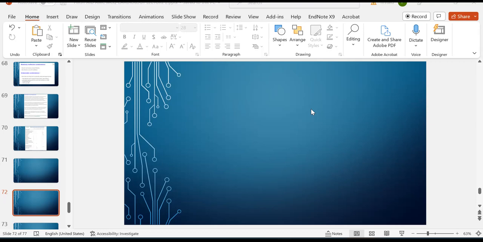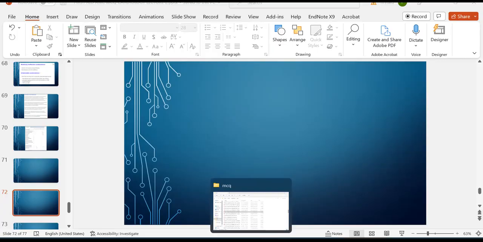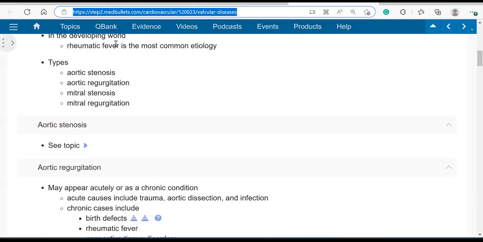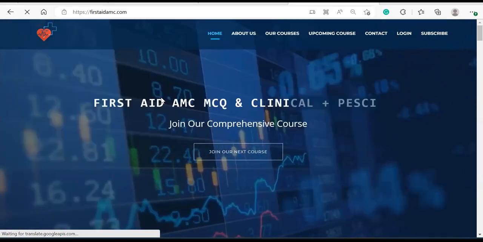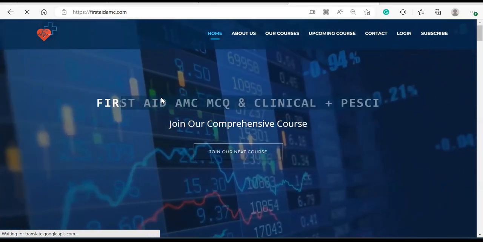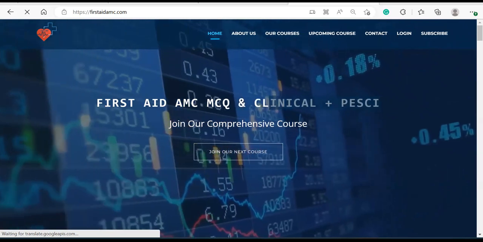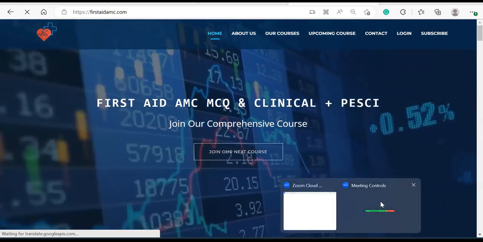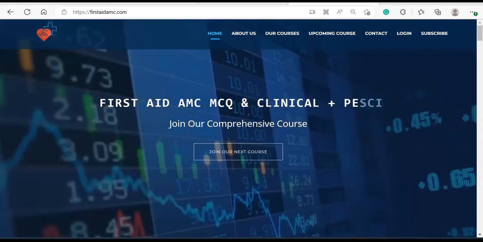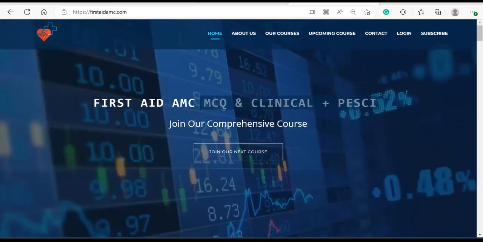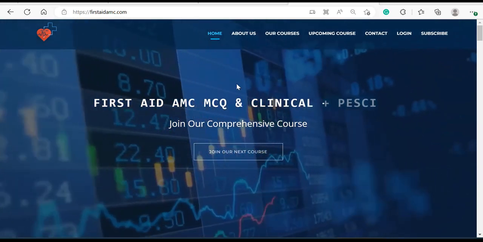And the payment can be done in our portal. I will just give you the portal details here. If you write firstaidamc.com, then you will get the portal. And if you go into the portal, you can make payment from there. So let me just do that here. I'll just share my screen. And this is the portal.